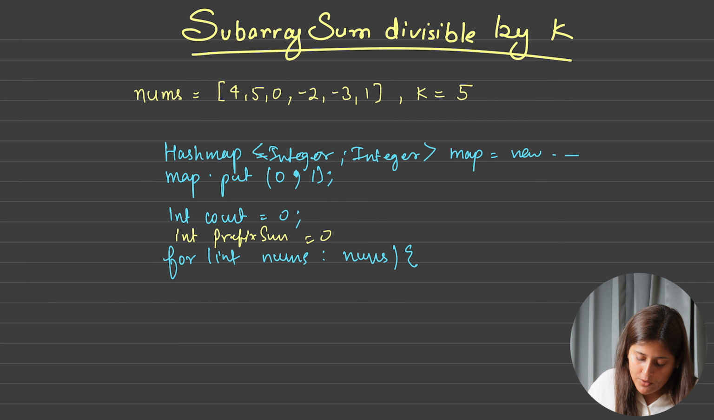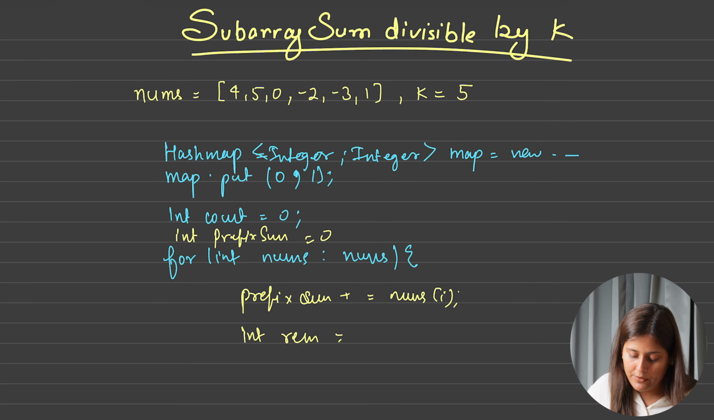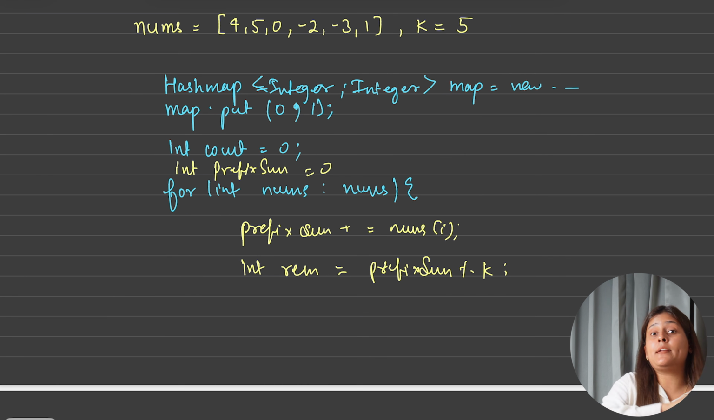Now inside this what will we do? We will say prefix sum plus equals nums of i. Okay. Now we have the prefix sum. What do we want? We want the remainder. So we will calculate the remainder. So int remainder is equal to what? It will be prefix sum, correct? Prefix sum modulo k. Yes. Now we have to check, do we have this remainder in map or not?